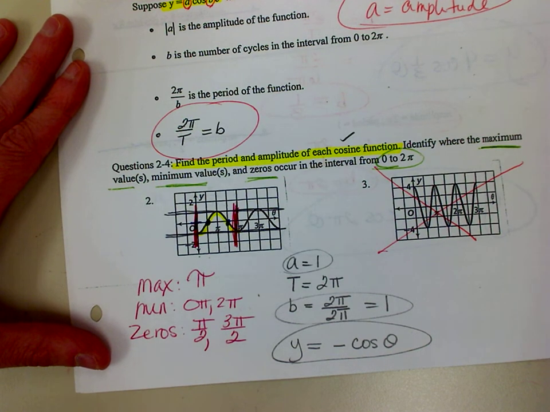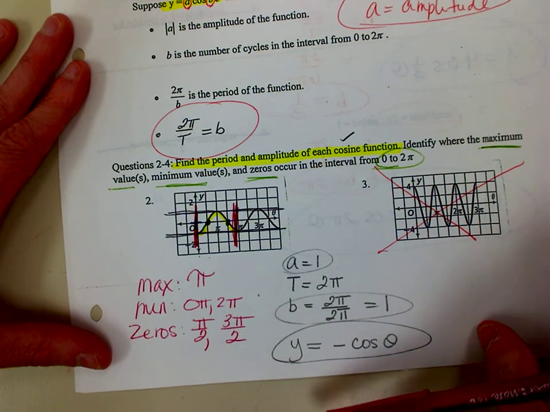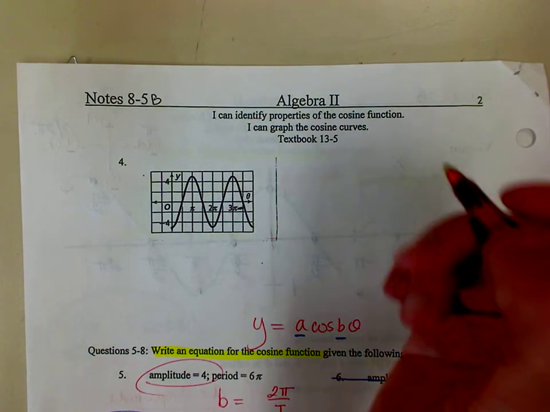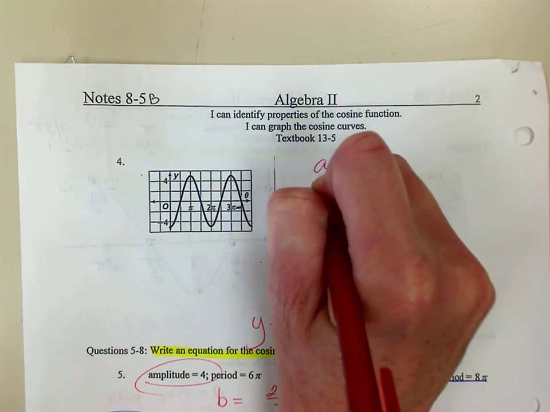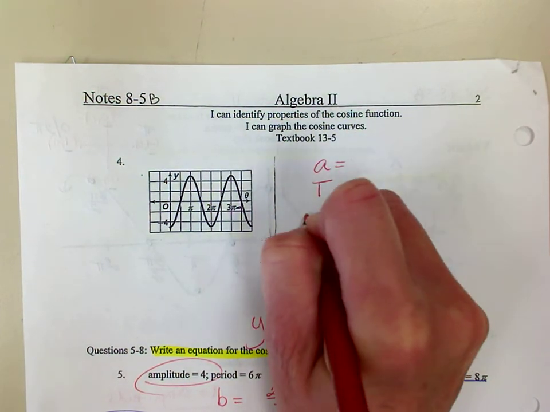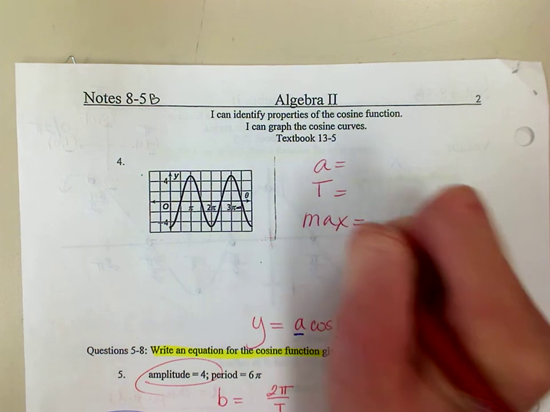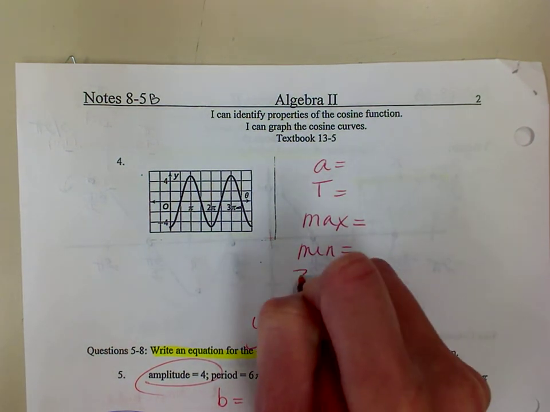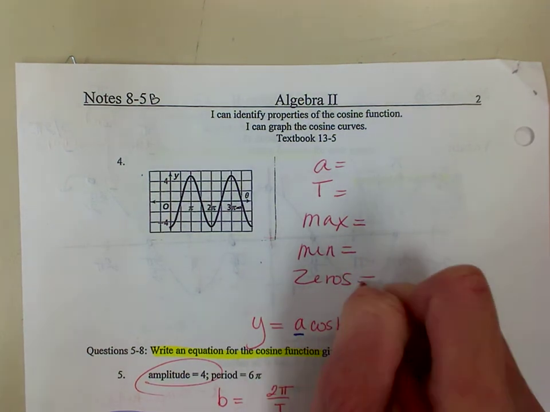Okay, we got to do one more of those since we haven't done this before. We didn't do this for sine. Let's go and turn the page. Okay, so I'm not going to write an equation this time. So I want to find A, the amplitude. I want to find the period. I want to find the maximum. I want to find the minimum. And I want to find the zeros.